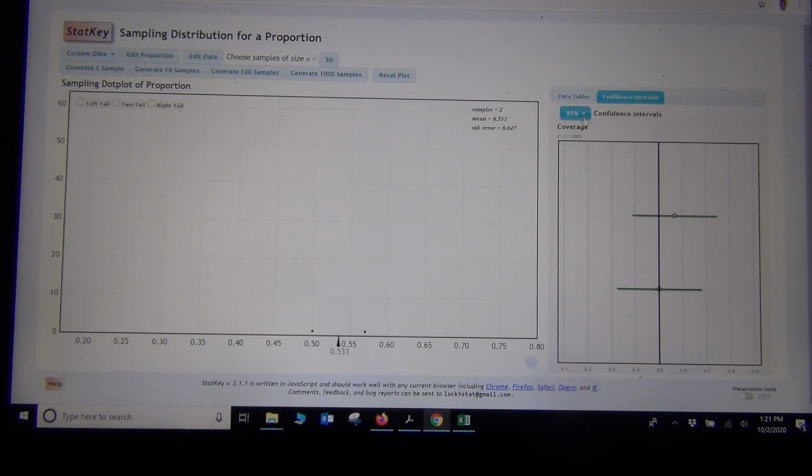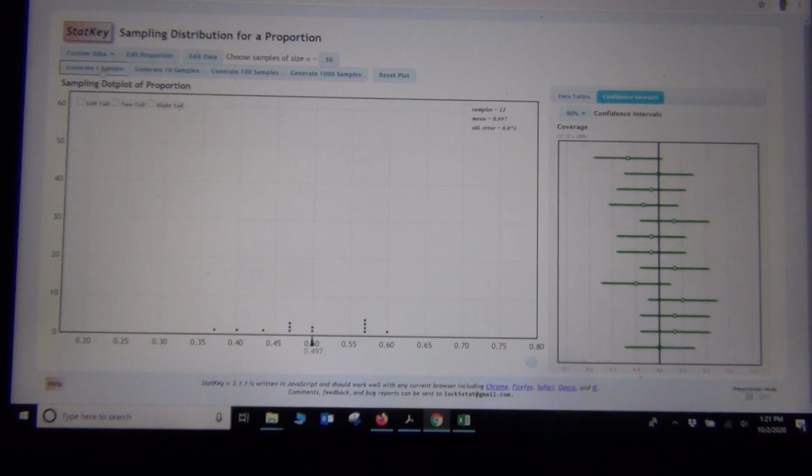I want to set this at 90% though. I forgot to do that. Let's do that again. So set this to 90%. All right, and we just kind of keep going with this, right? Just kind of keep going with this.